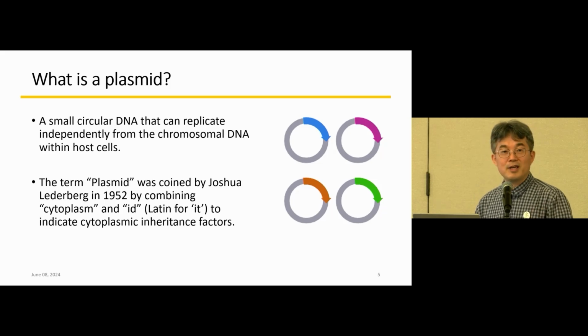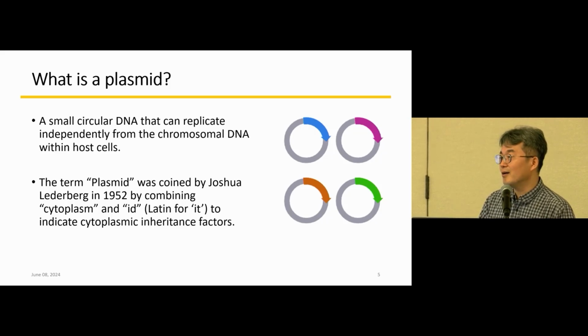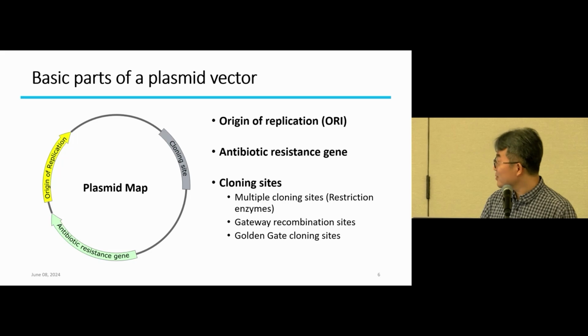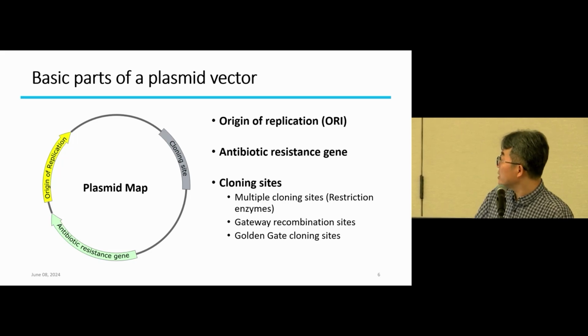Many of the plasmids are considered parasitic genetic material, and they carry many of the antibiotic resistance genes. That's how bacteria evolve their resistance and spread it. They also play an important role in horizontal gene transfer between microorganisms. But for us, it's a tool, right? We're interested in using them as a tool. This is a basic part.